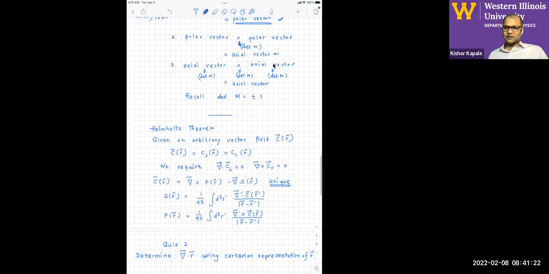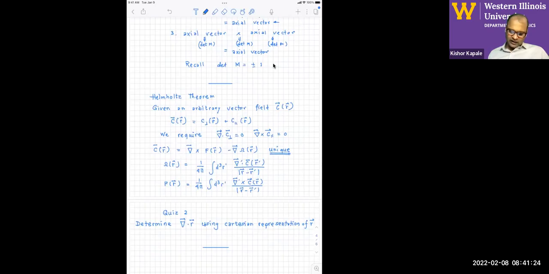Does that make sense? Everybody with me? Now, I have another question for you. What if we had something like this? Let's just make another combination. We have an actual vector. Let's take a polar vector, so a polar vector dotted with an actual vector. How would this transform, you think? What would we get?